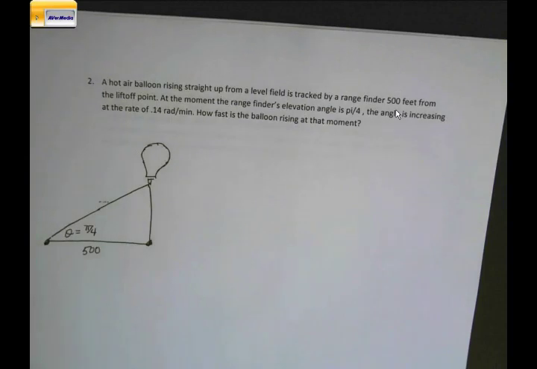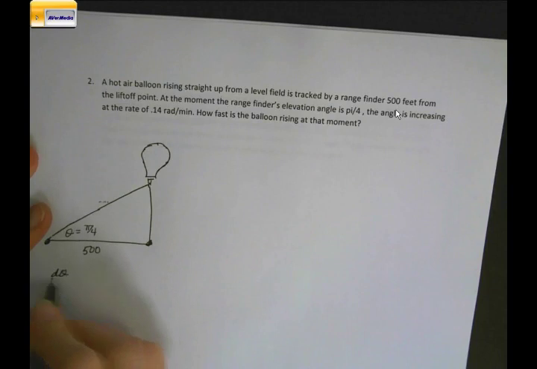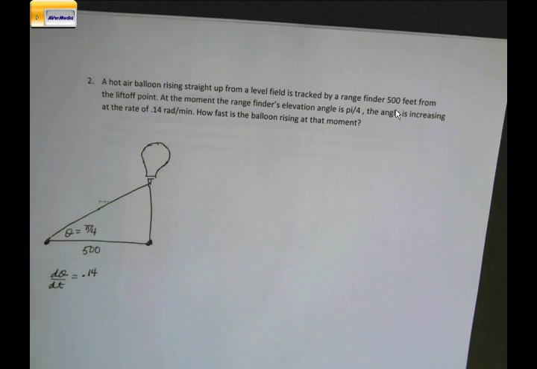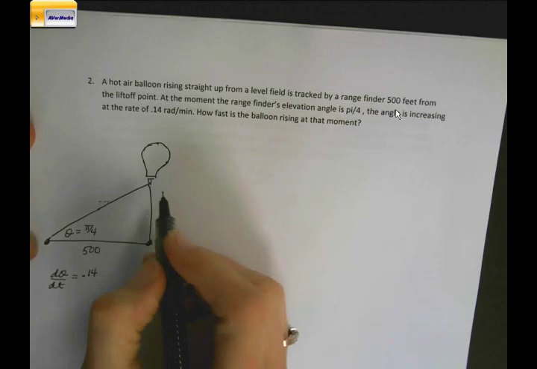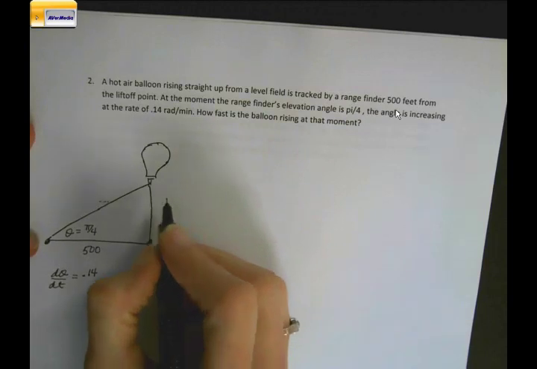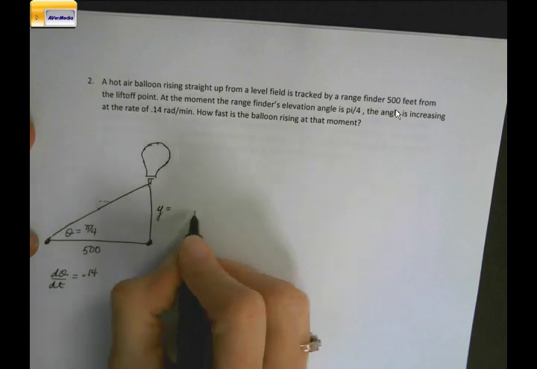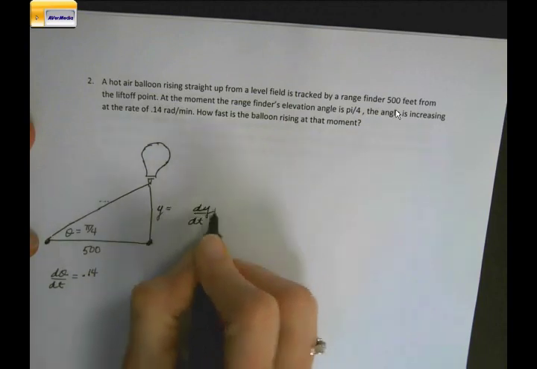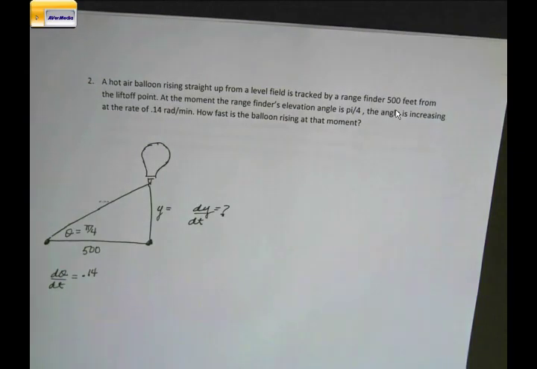So when it's frozen at pi fourths, the angle is increasing. So the change in the angle increase is 0.14 radians per minute. So they just gave me d theta dt, which is the rate at which the angle is increasing. How fast is the balloon rising? So everything's in motion, but we're going to freeze it at whatever point that theta from this rangefinder is at pi fourths. So if our vertical is y, the question is, what is dy dt? How fast is the balloon rising?